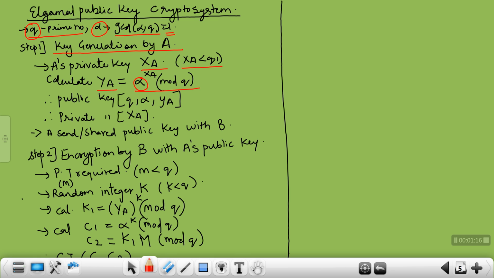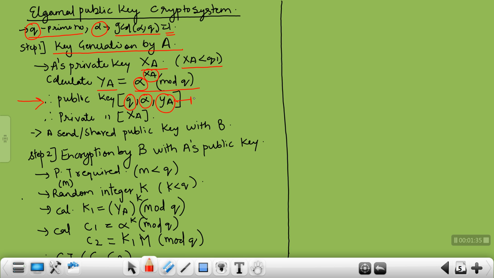Alpha is the value that is provided, and XA is your private key, which is chosen by A. So he calculates the public key using the private key. What will be known to the users now? What will be the public key? q will be known to all the users, alpha will be known to all the users, and YA will be known to all the users.